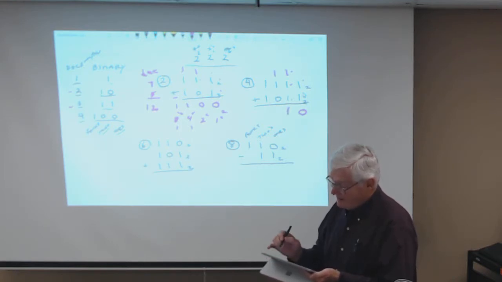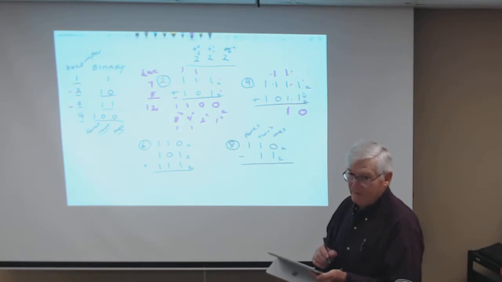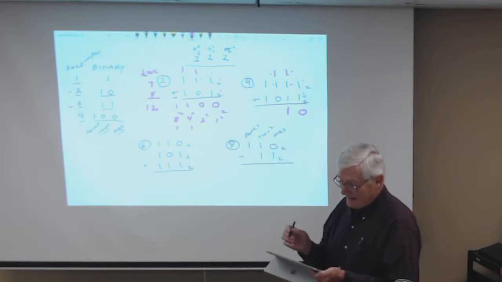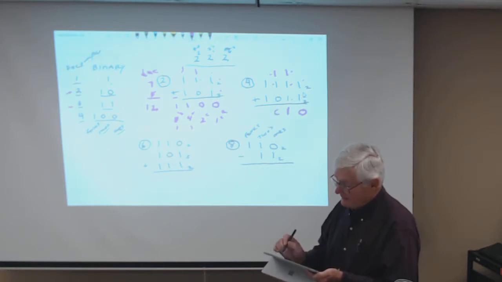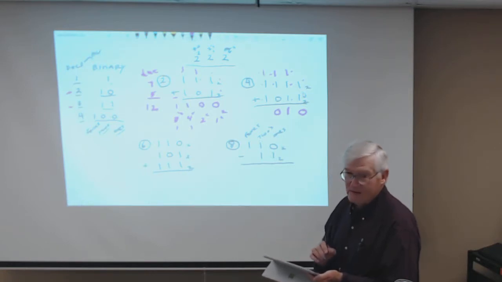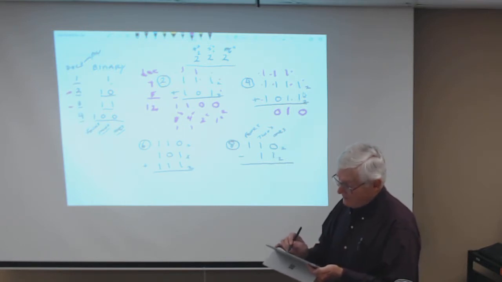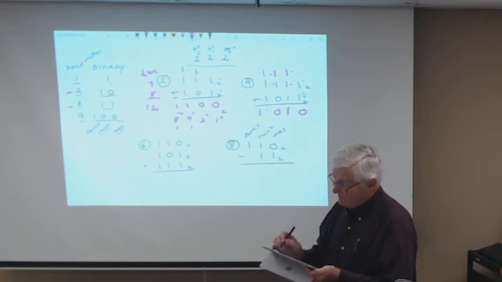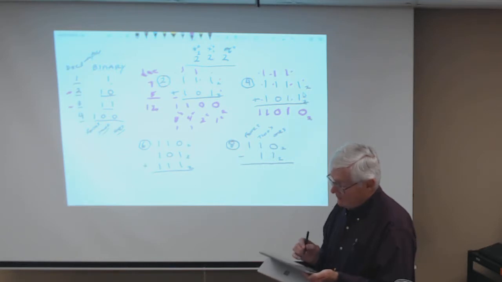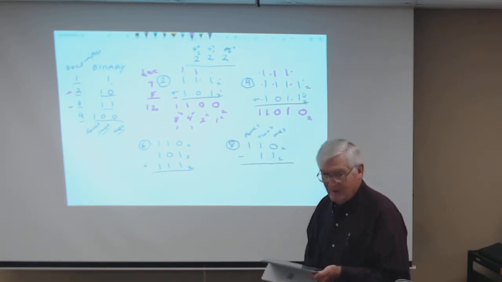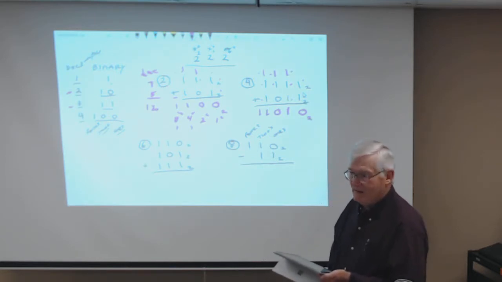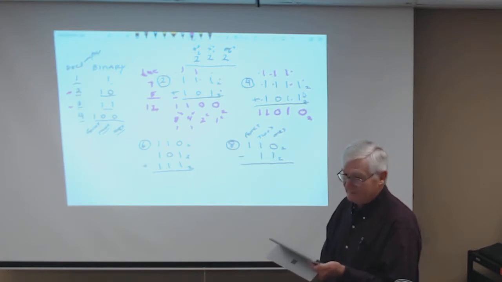What's 1 and 1? 2. How do I say 2 in binary? Put down a 0 and carry a 1. What's 1 and 1 and 1? 3. How do I say 3 in binary? 11. There you go. 11010 in base 2. That's all there is to it.